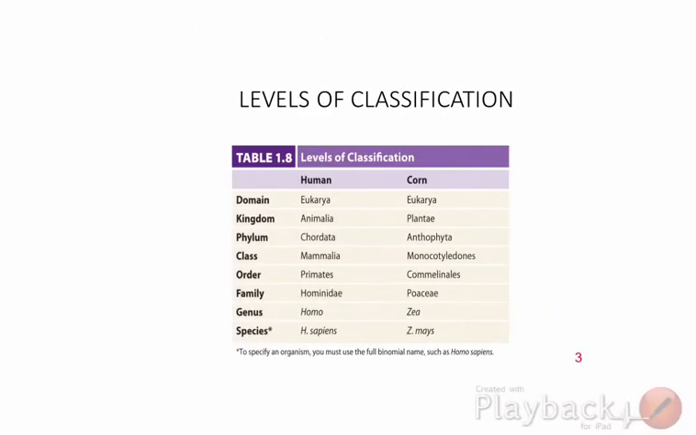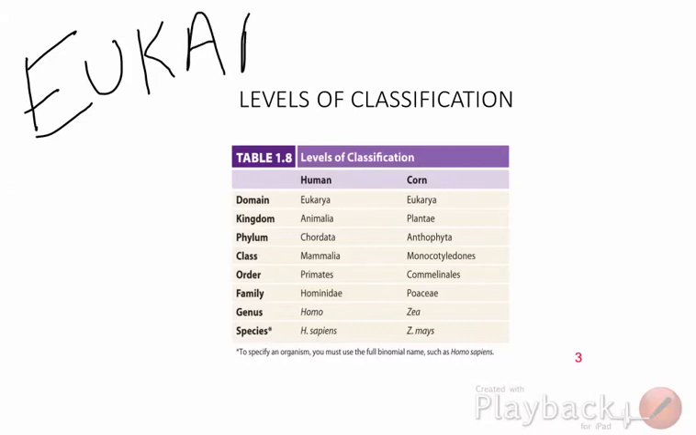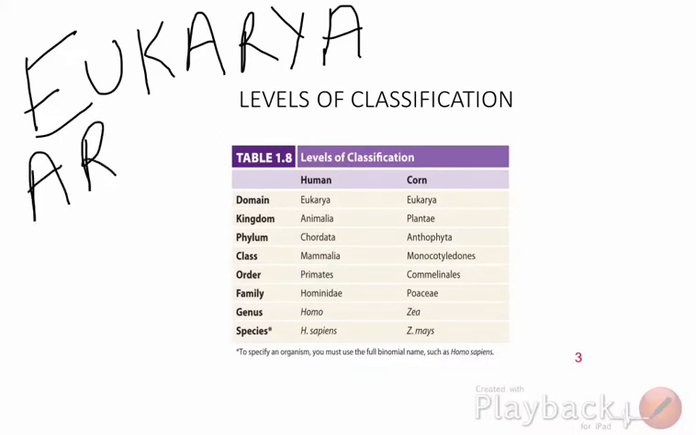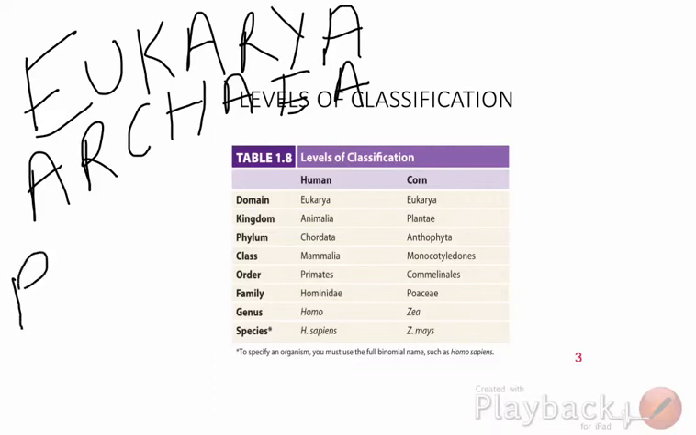All right, so here we go. All living things, like I said, are divided into three different domains. The first one is Eukarya. The second one is Archaea. And the third one is Bacteria, or Prokarya.